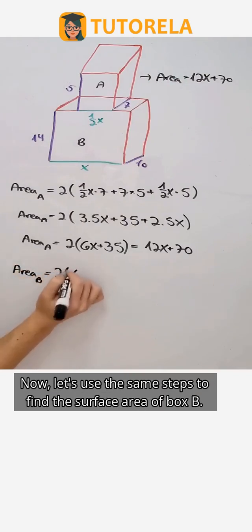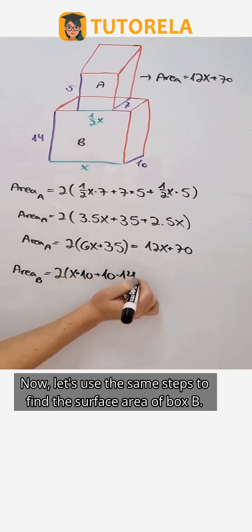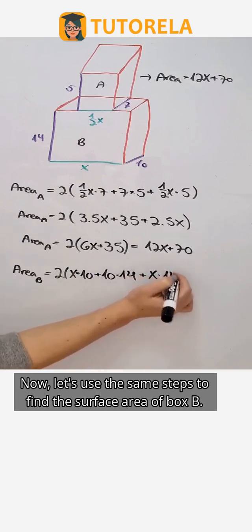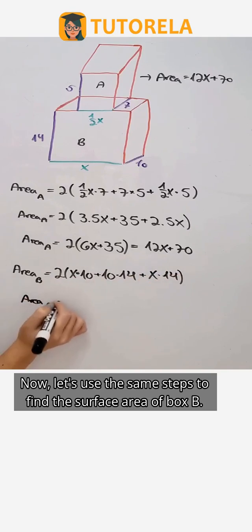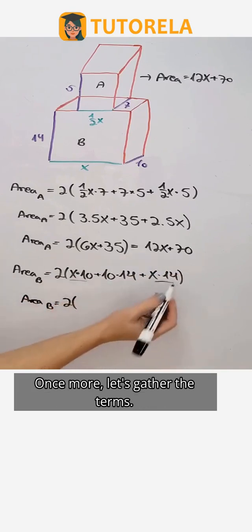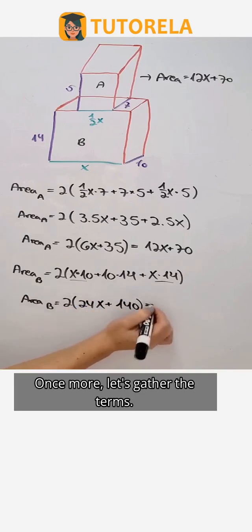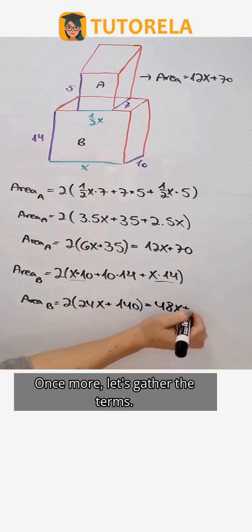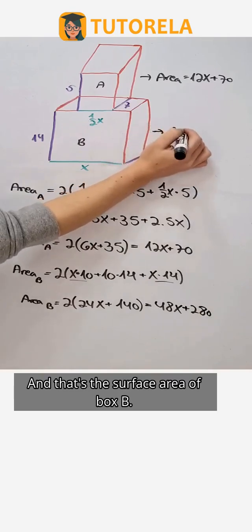Now, let's use the same steps to find the surface area of box B. Once more, let's gather the terms. And that's the surface area of box B.